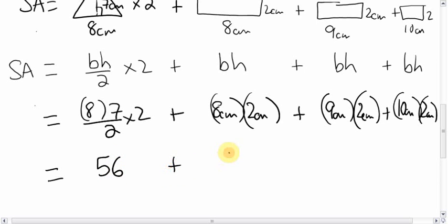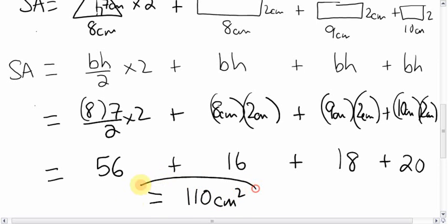8 times 2, 16, plus 9 times 2, 18. Again, it's so important to have your work directly underneath so you don't make any silly mistakes. And 10 times 2, 20. You add this up all together, and you should get 110 centimeters squared. Done.